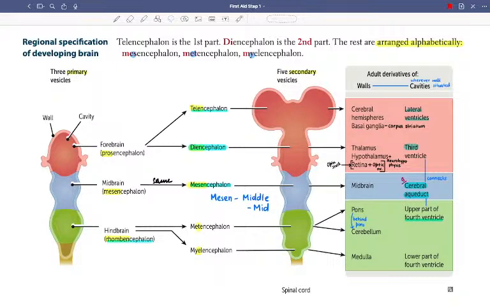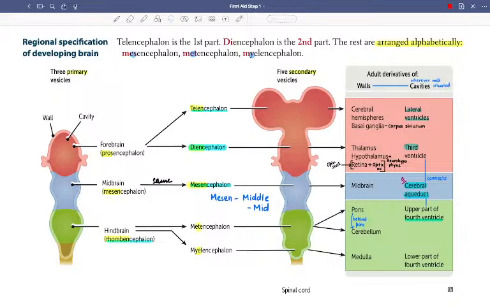Next, we have mesencephalon. Meson means middle, so midbrain and cerebral aqueduct. The cerebral aqueduct is basically a thin portion that is connecting the third ventricle to the fourth ventricle. So we have two lateral ventricles, then the third ventricle, then the cerebral aqueduct, then the upper part of the fourth ventricle. That is going to have the hindbrain portion.